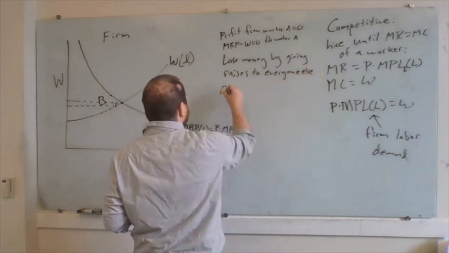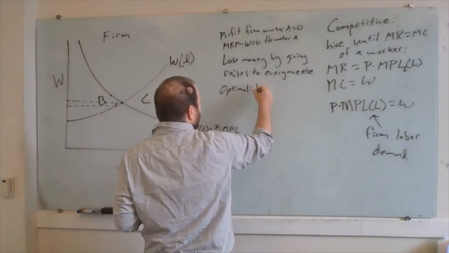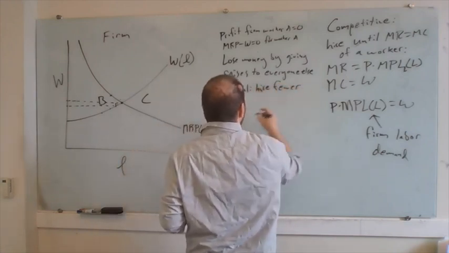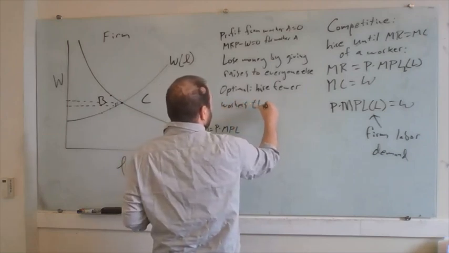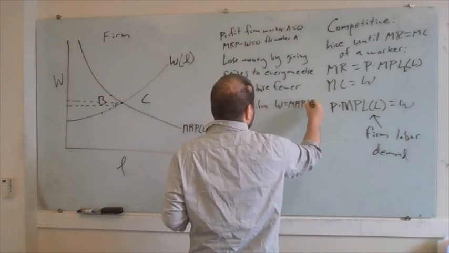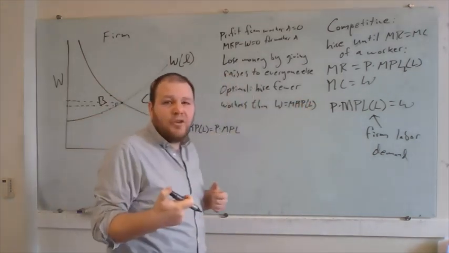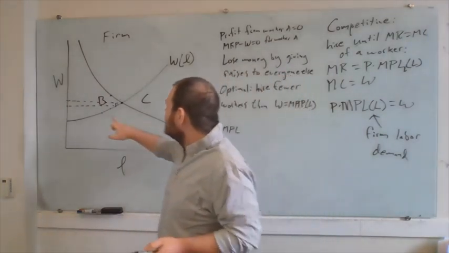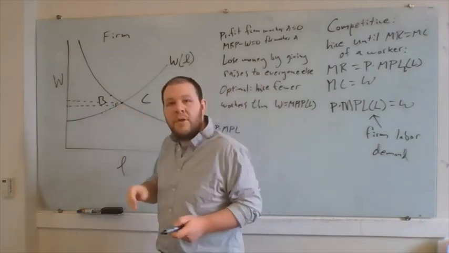So optimal is going to be to hire workers, right? Fewer workers than wage equals marginal revenue product, right? Once the wage equals the marginal revenue product, I know that I've hired too many people because I'm not making any money on the last person I hired. I'm losing money on everyone else by raising my wages enough to attract that worker. This makes sense?